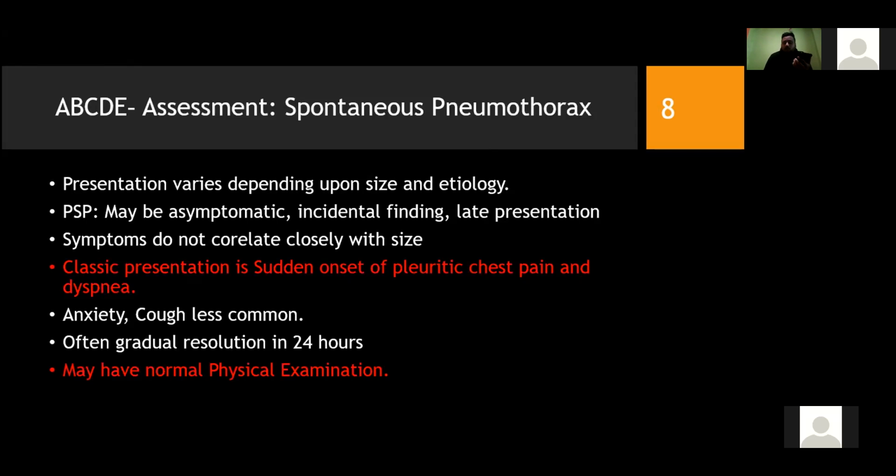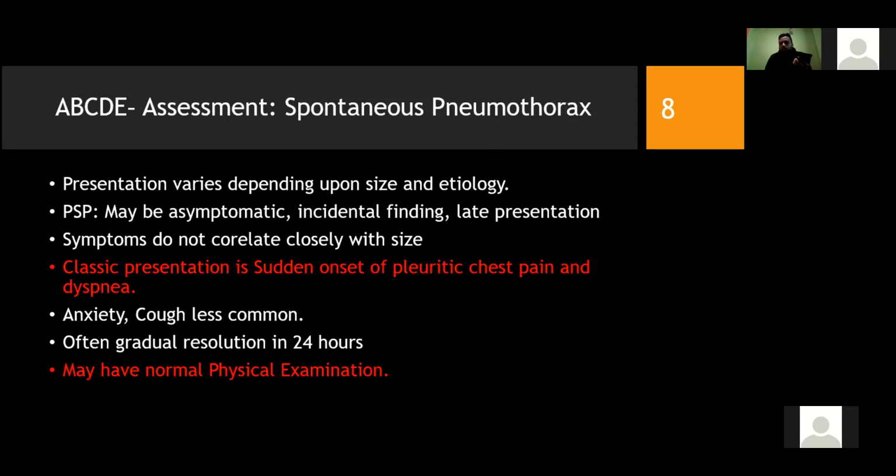The classic presentation, like I mentioned, is sudden onset of pleuritic chest pain and breathlessness. The pain is severe, stabbing, like a tearing type, and often radiates to the ipsilateral arm, so it easily mimics acute coronary syndrome. In some cases, people come very anxious and may have some mild cough.